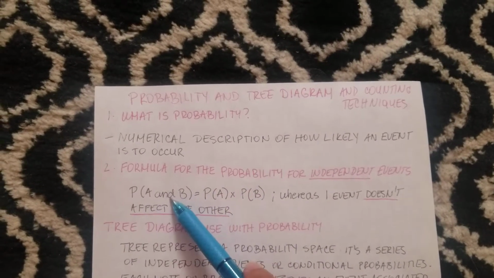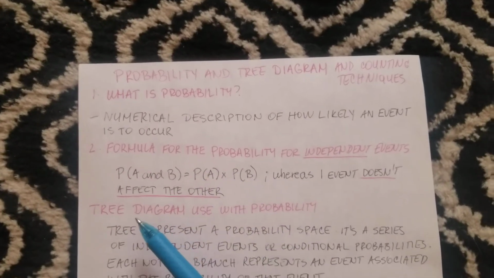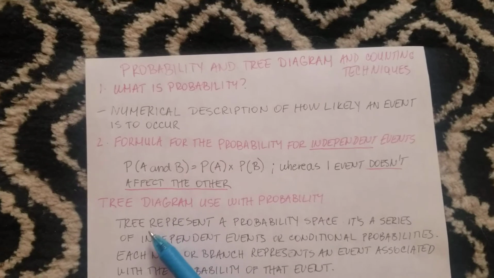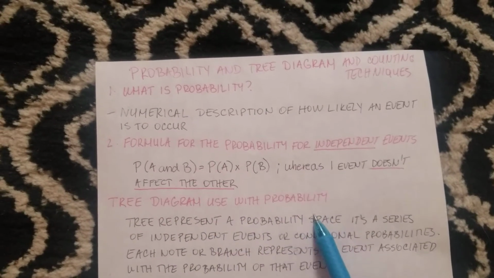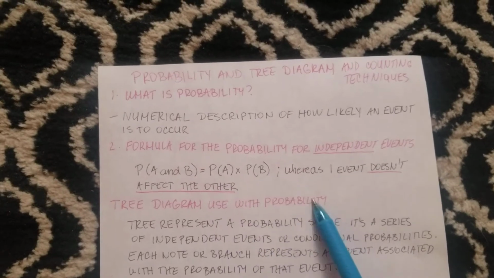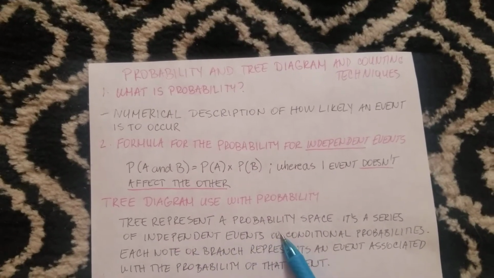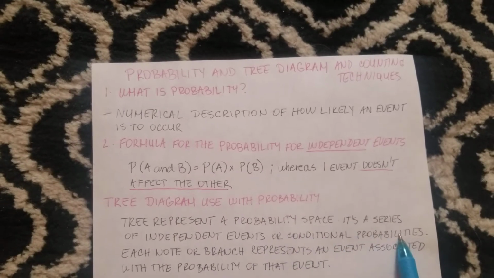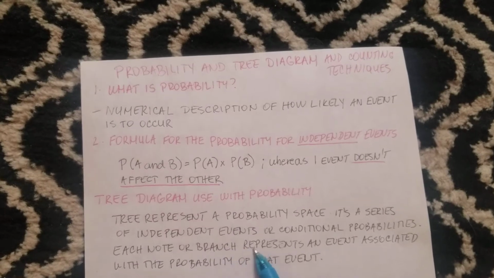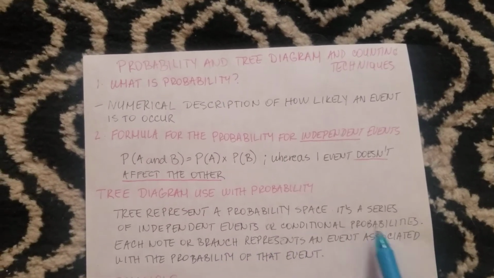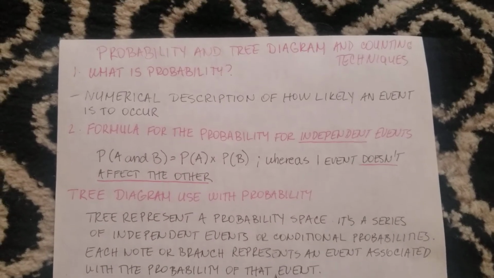Here "and" means multiplication. So what is a tree diagram? The tree diagram represents a probability space. We draw it in a space with branches. It's a series of independent events or conditional probabilities. Each node or branch, let's call it a branch, represents an event associated with the probability of that event.